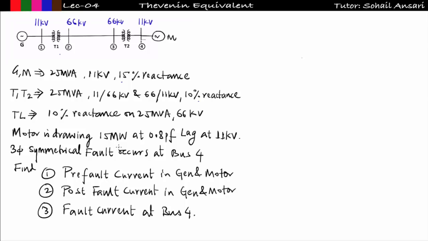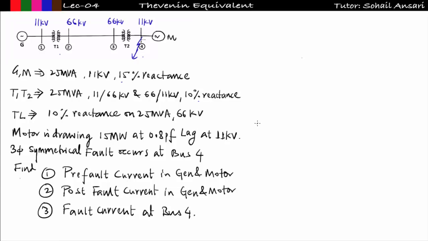The motor is drawing 15 megawatt at 0.8 power factor lag at 11 kV. The motor is at 11 kV, means the terminal voltage at the motor is 11 kV, and suddenly a three phase symmetrical fault occurs at bus 4, means at the terminal of this motor a three phase fault occurs. Then I have to find the pre-fault current in generator and motor. Pre-fault means before the fault, what was the current in generator and motor first. Second, the post-fault current in generator and motor. Suddenly when the fault occurs, what will be the current flowing in the motor as well as the generator, that we have to find. And third is the fault current at bus 4. These three things we are going to find in this lecture.